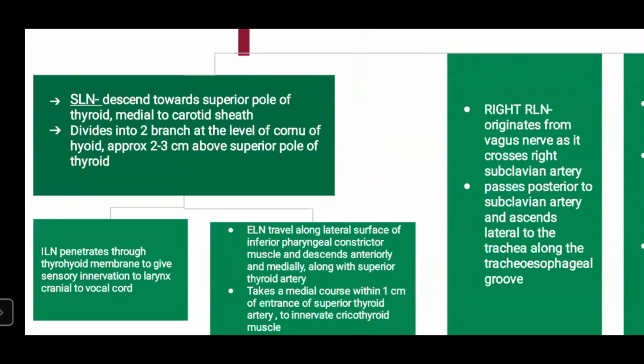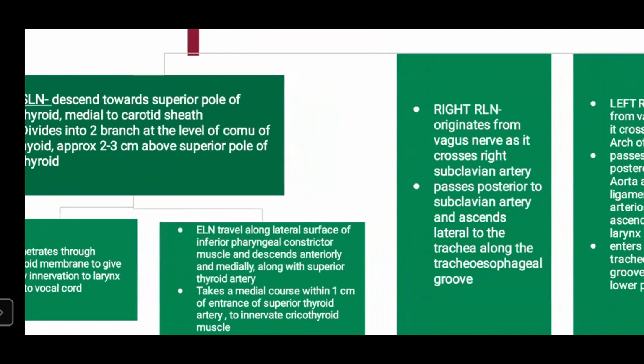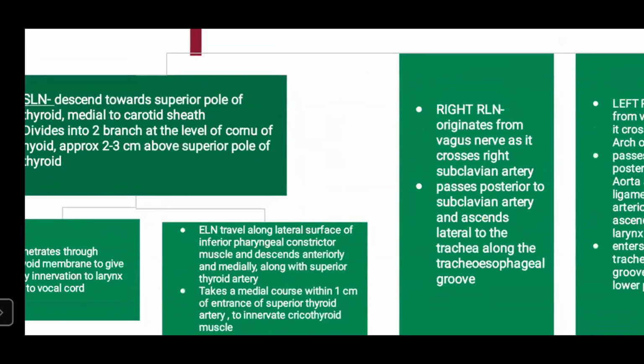Internal laryngeal nerve penetrates directly through the thyrohyoid membrane to give sensory innervation to the larynx above the vocal cord. External laryngeal nerve travels along the lateral surface of the thyroid gland, along the inferior pharyngeal constrictor muscle, and descends anteriorly and medially along with the superior thyroid artery. Then it takes a medial course within 1 centimeter of entering the superior thyroid artery to innervate the cricothyroid muscle.